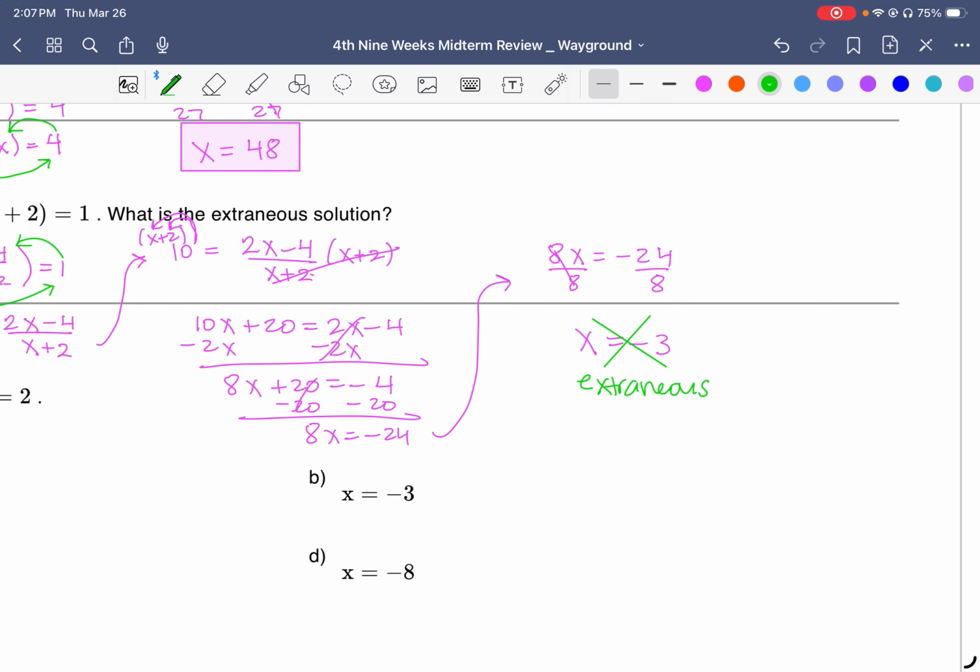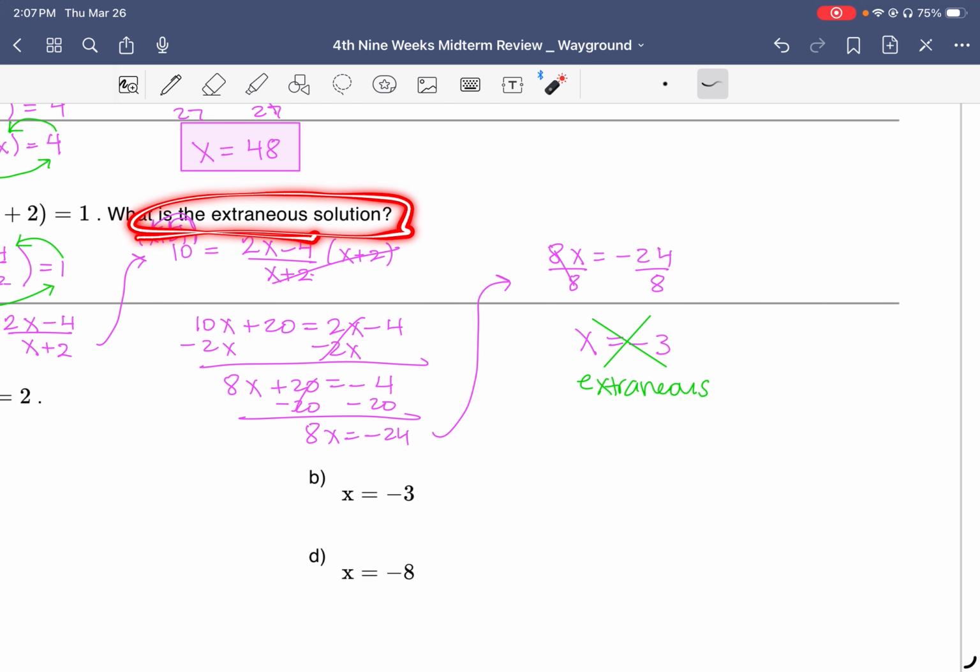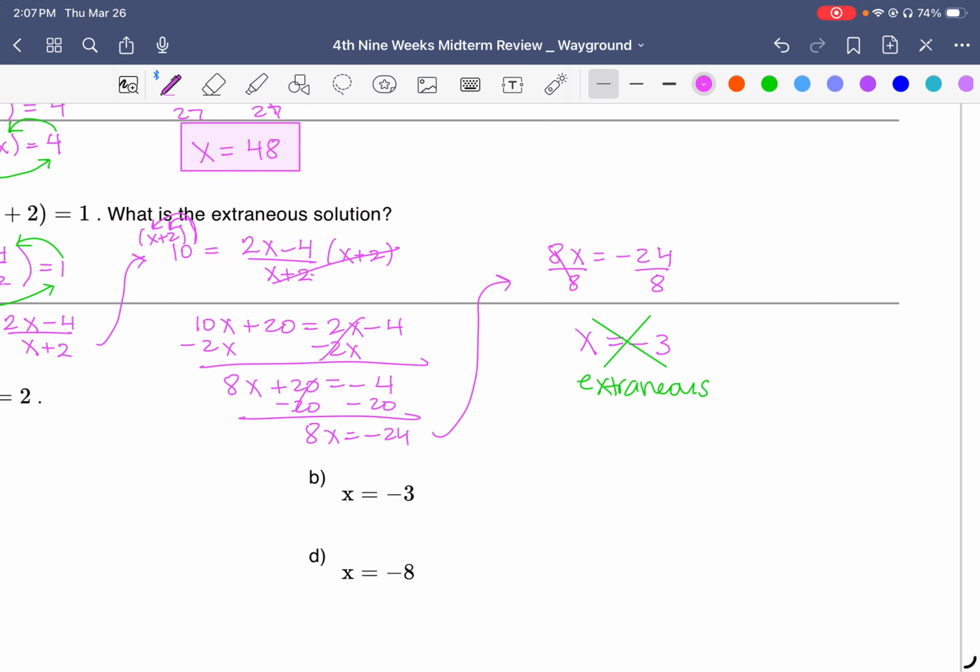Okay, but wait, let me go back. The question said, what is the extraneous solution? Okay, well, there you go. The answer is x equals negative 3. But if not, then the answer would technically be no solution. But it didn't ask for the solution. It asked for the extraneous solution. Okay, now I wanted to go back and reiterate.